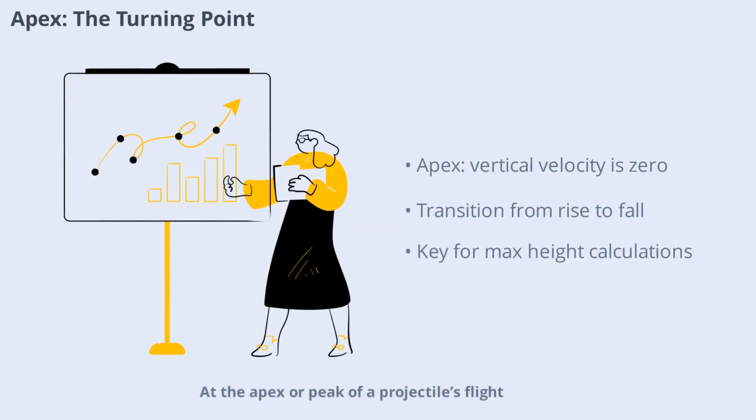At the apex, or peak, of a projectile's flight, the vertical velocity is exactly zero. This instant marks the transition between rising and falling. The projectile's horizontal velocity remains unchanged, but gravity has slowed the vertical component to a stop before pulling it back down. Understanding the apex is crucial for calculating maximum height and total flight time, especially in sports like basketball or volleyball where reaching the highest point is key.